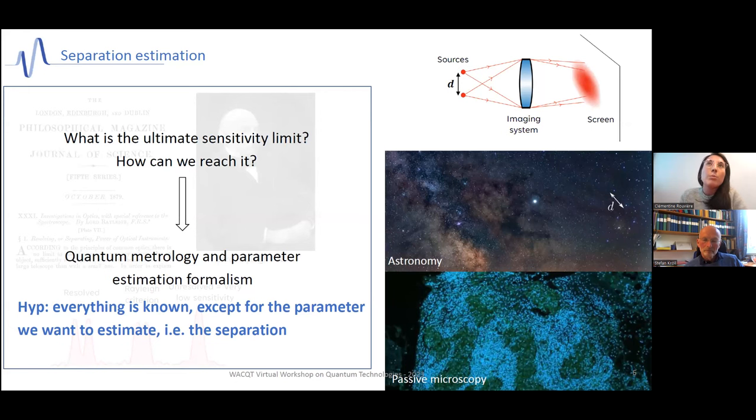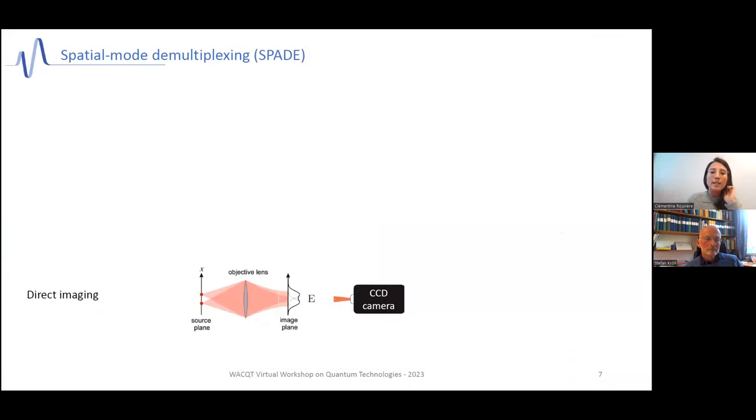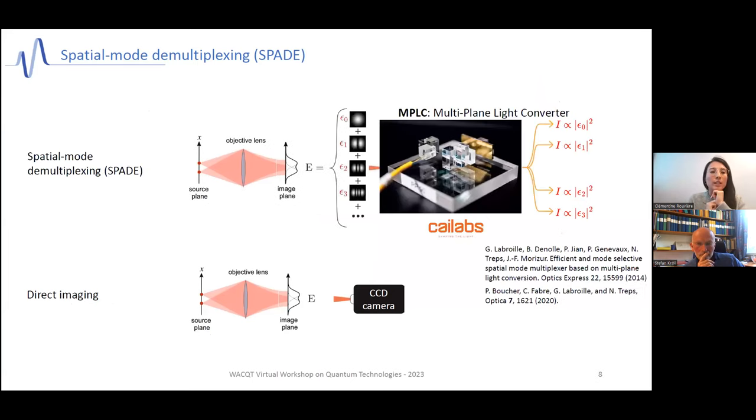To have an idea of what would be the optimal experimental procedure, I would like to compare two techniques. The most traditional one is direct imaging, where we just image the two sources on a CCD camera and look at the spatial repartition of the intensity on the pixels. The other technique is called spatial mode demultiplexing, where instead of decomposing the light over the pixels of the camera, we decompose over the Hermite-Gaussian mode basis. We do that using a spatial mode demultiplexer called the MPLC. It is an interferometric method, and at the output of the device, we have single mode fibers in which intensities are proportional to the overlap between the input modes and the Hermite-Gaussian modes.